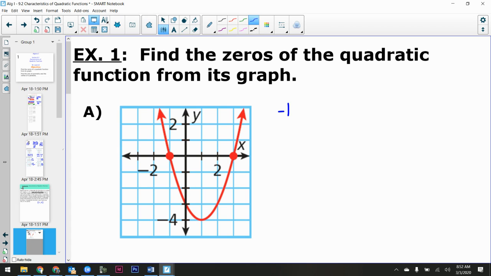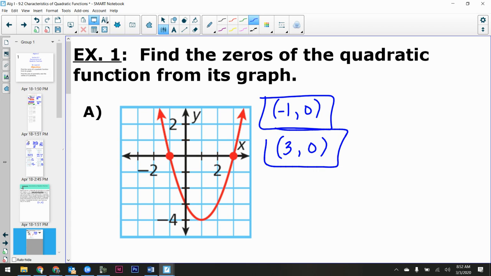Good. -1 and 3. I would accept that as a single term, -1, 3, or if you wanted to give it to me as -1, 0, 3, 0, that's fine as well. I would accept just -1 or +3. If you wanted to just give me that, that's fine.